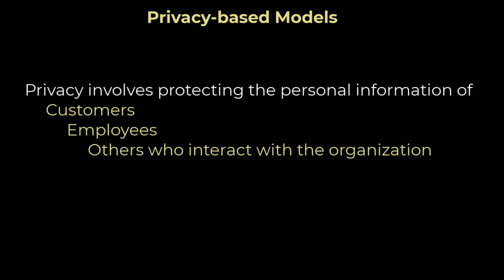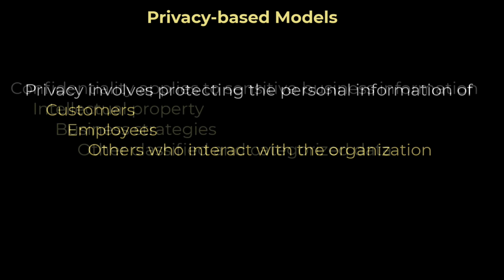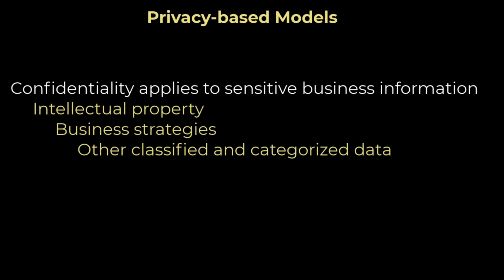Privacy-based models are next. To be clear, privacy and confidentiality in risk analysis are related but not the same. Privacy involves protecting the personal information of customers, employees, and other individuals interacting with an organization. Confidentiality applies to sensitive business information, including intellectual property, business strategies, and other classified and categorized data that, if compromised, would impact the organization's bottom line.